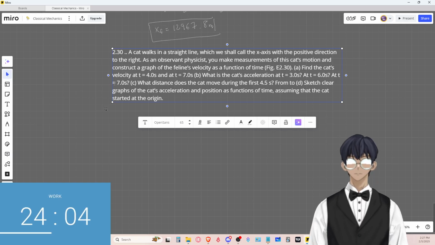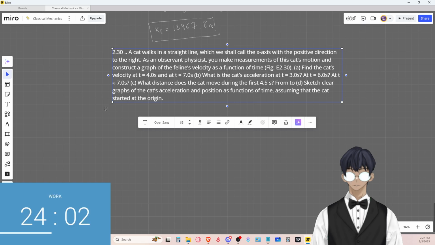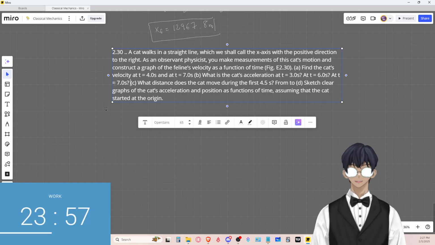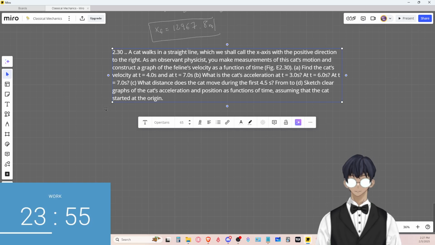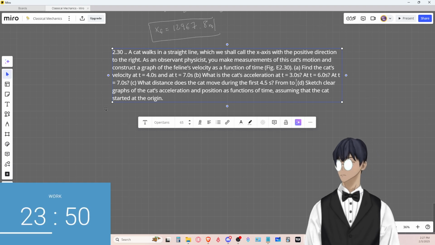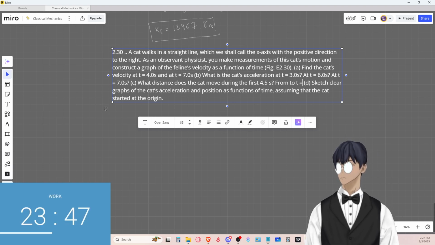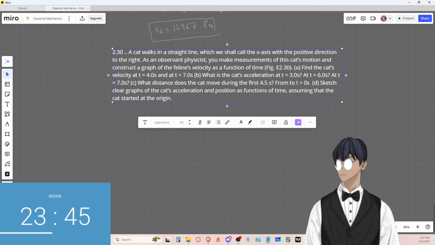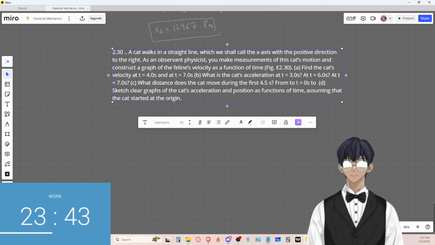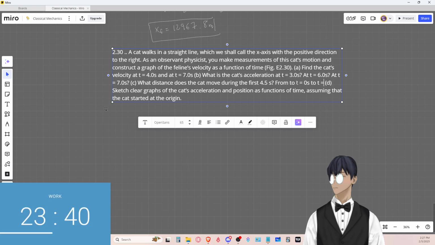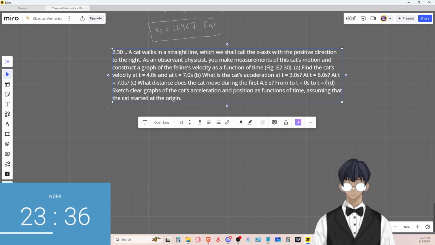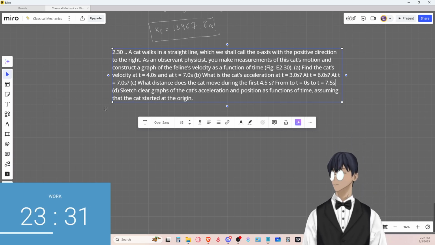Okay, what distance does the cat move during the first 4.5 seconds from t equals 0 seconds to t equals 7.5 seconds?